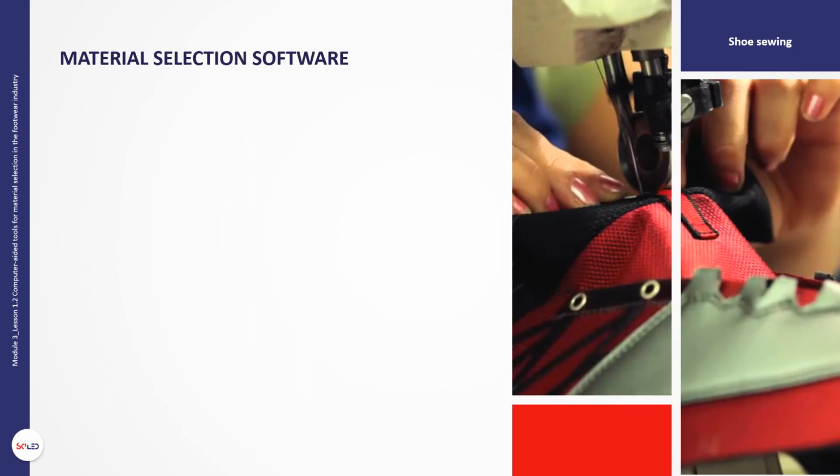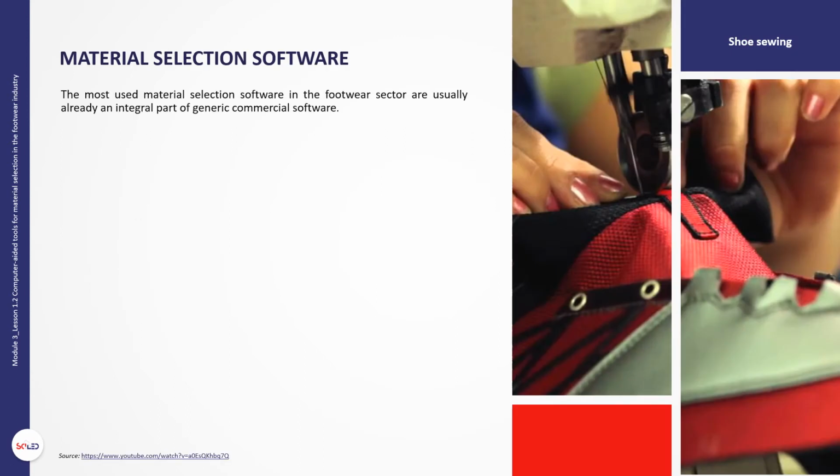Material selection software. Compared to the databases, material selection software offers more advanced operations regarding the research function, the verification and comparison of the data. Moreover, it also provides a visual representation of the information.